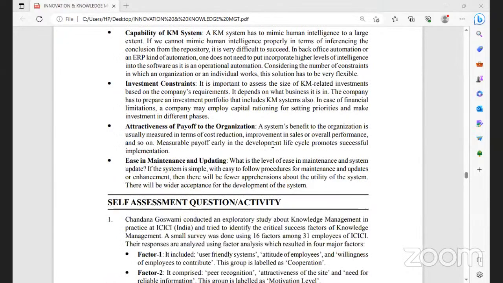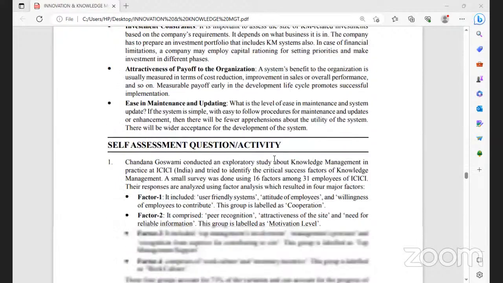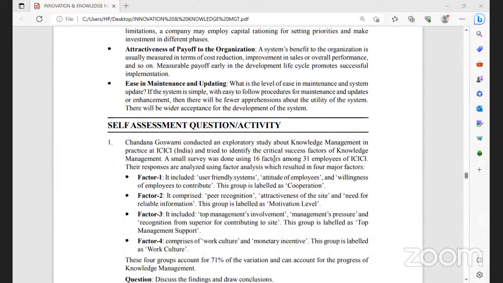Next one is attractiveness of payoff to the organization. Next step is ease in maintenance and updating. It is very important to notice that just establishing a company will not be sufficient. How to maintain that, how to implement that, maintenance also plays a major role. Just setting up, establishing a thing is not enough. The maintenance also plays a major task in the day-to-day real-time scenario.